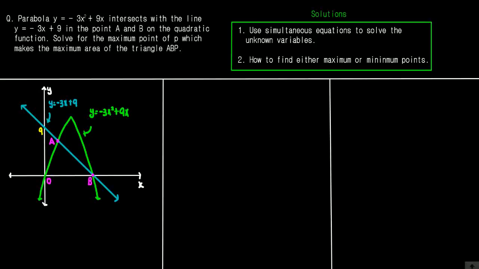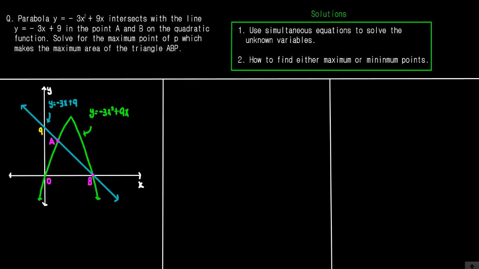The parabola y is equal to negative 3x squared plus 9x intersects with the line y is equal to negative 3x plus 9 at the points A and B on the quadratic function. Solve for the point P that makes the area of the triangle ABP maximum.